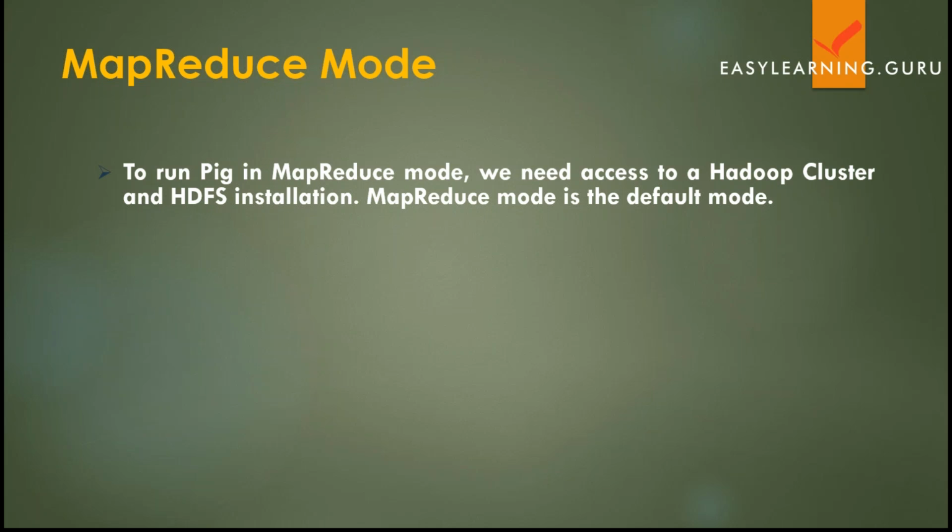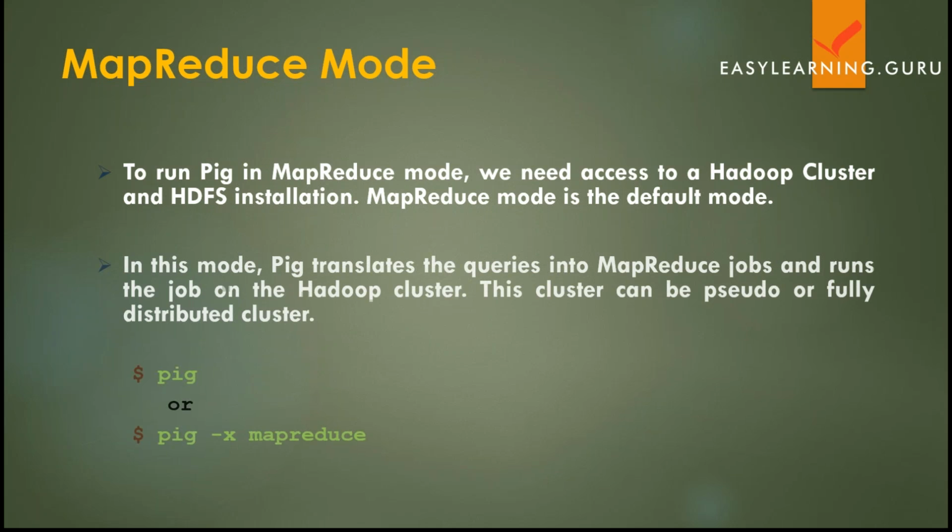In Hadoop version 0.18 and earlier, these locations are found in your hadoop-site.xml file. In Hadoop version 0.20 and later, they are in three separate files, that is core-site.xml, hdfs-site.xml and mapred-site.xml. In this mode, Pig translates the queries into MapReduce jobs and runs the jobs on the Hadoop cluster. This cluster can be pseudo or fully distributed mode.